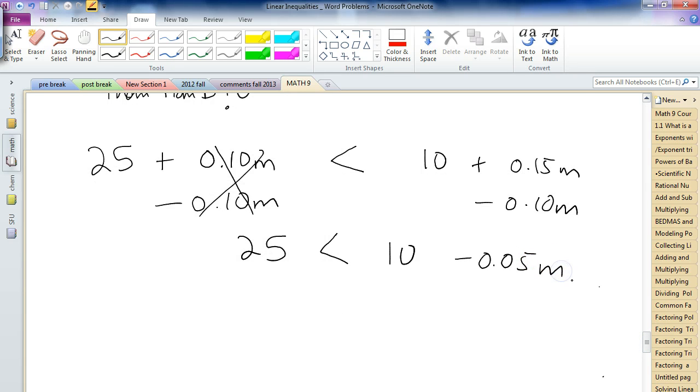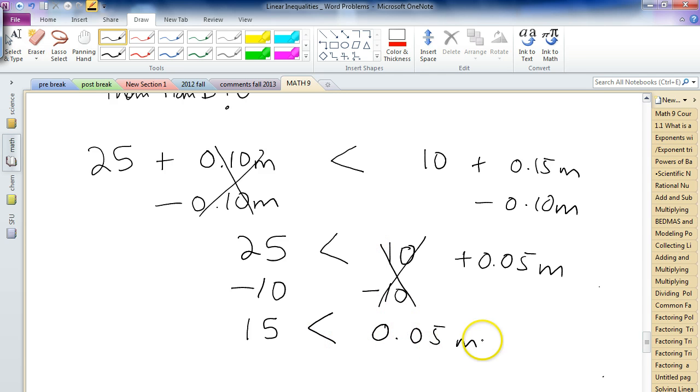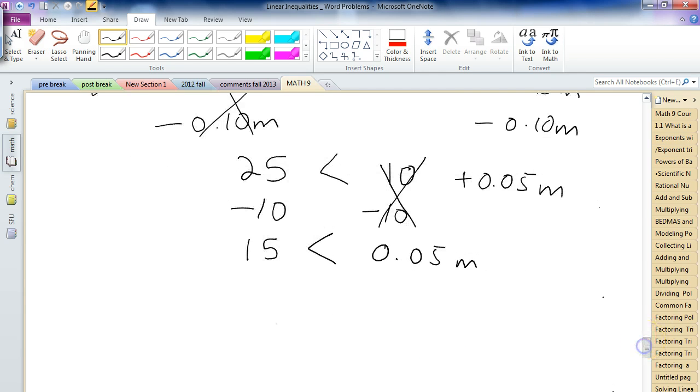M, whoops, that's plus, right? So the M is being bugged by that, which is multiplying it, and that, which is doing what? It's adding, I guess, or there's an imaginary plus sign out here, so we subtract 10 to get rid of it, subtract 10 to get rid of it, you're left with 15 less than 0.05 times M, sorry, minutes.